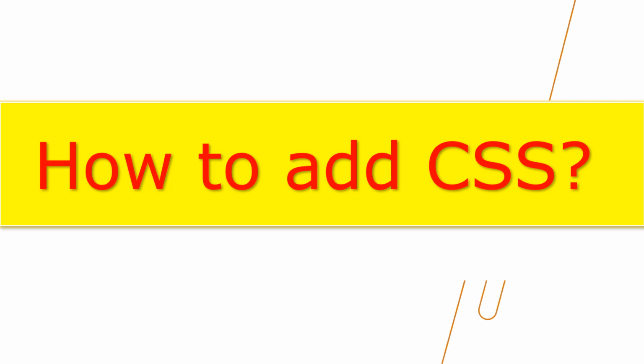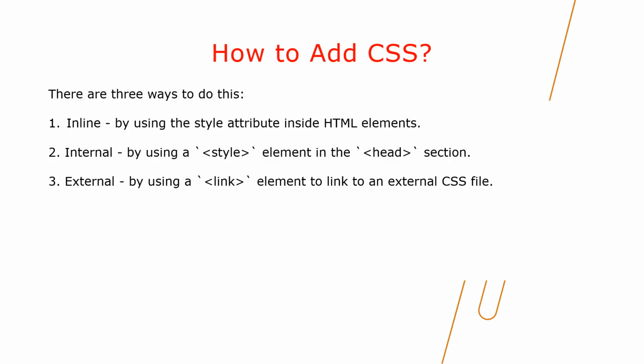How to add CSS? So, how do we add CSS to our HTML documents? There are three ways to do this. One, inline, by using the style attribute inside HTML elements. Two, internal, by using a style element in the head section. Three, external, by using a link element to link to an external CSS file. We will look into each of these options next.